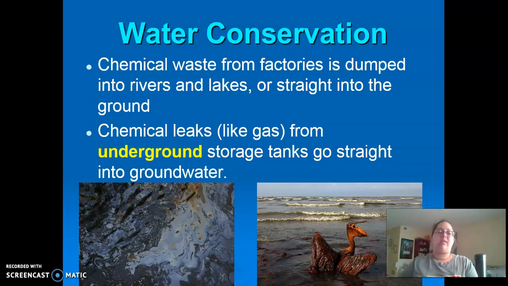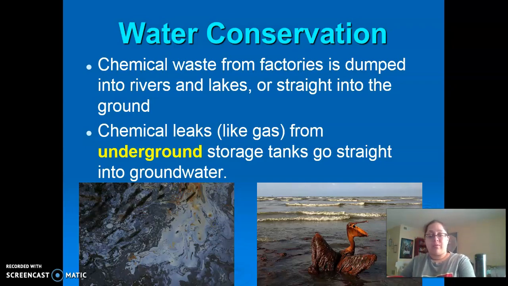Okay, water conservation. So here's the deal: when we talk about the water cycle, we also have to talk about ways that humans have disrupted the water cycle. For example, chemical waste from factories is dumped into rivers and lakes, or it's dumped straight into the ground, which then can seep into our groundwater. Like chemical leaks, like gas leaks, because we store gas underground in storage tanks. Sometimes if those leak, they can go straight into our groundwater, which contaminates the water that's supposed to be clean and pure and good for us to drink.